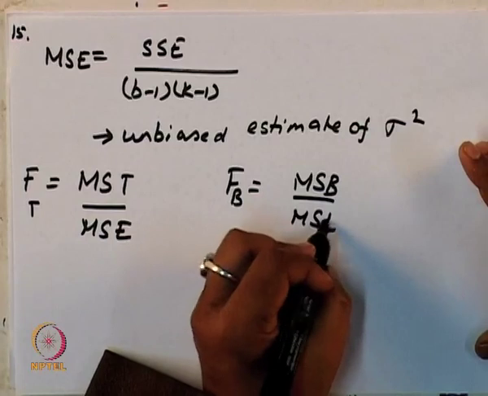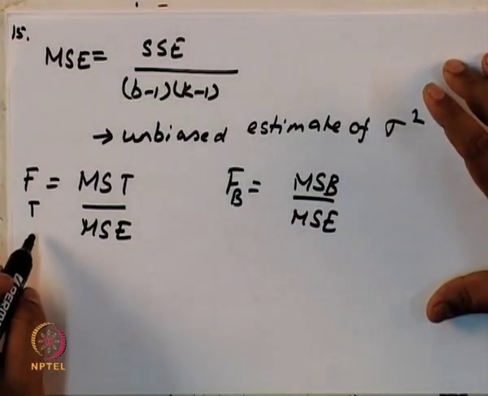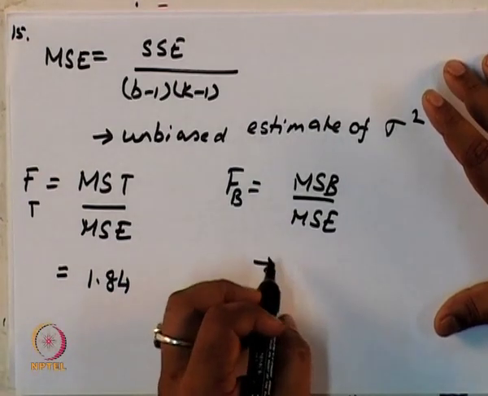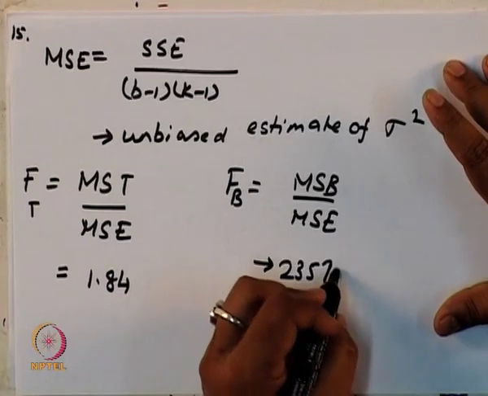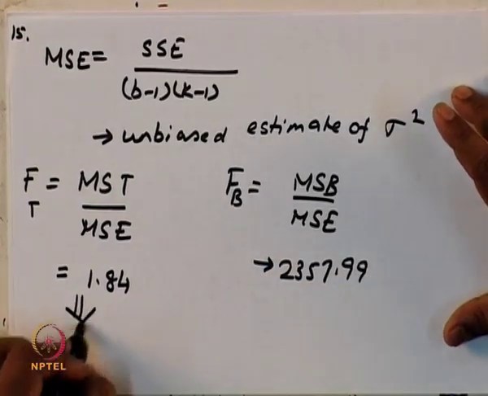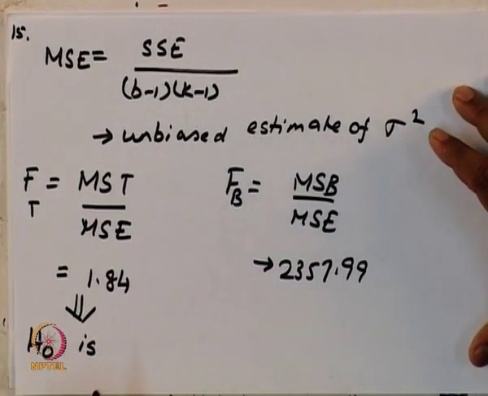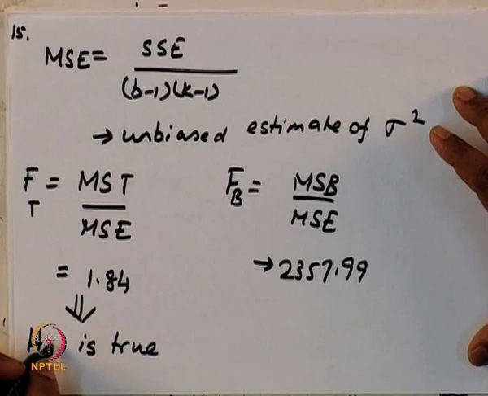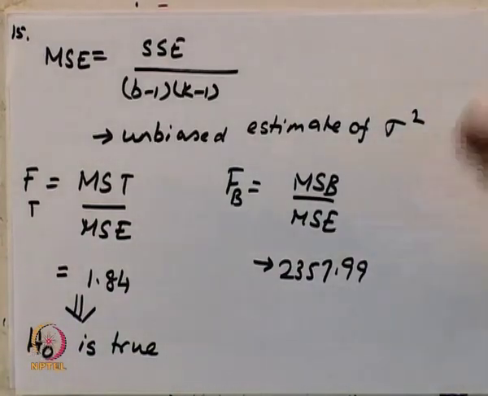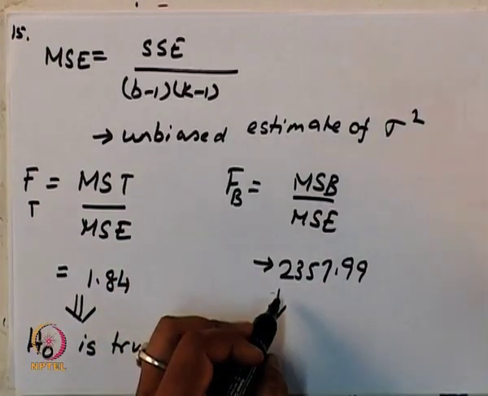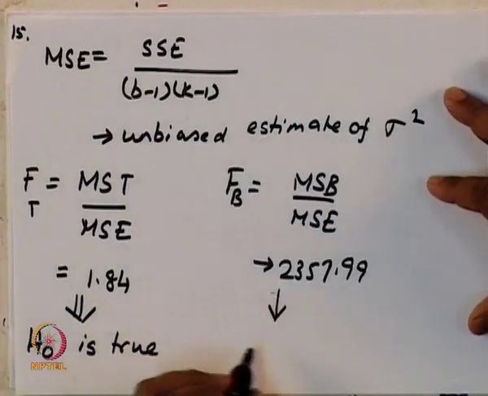Okay. So, if you calculate the value of F of t, this comes out to be 1.84, and F of B comes out to be 235151.99. So, this would say that your H naught for treatments is true. That means that there is no difference in the pricing strategy used by the different companies. But what you can clearly see, the FB value is way higher than whatever confidence interval F alpha you choose. So, this really means that H naught is not true.